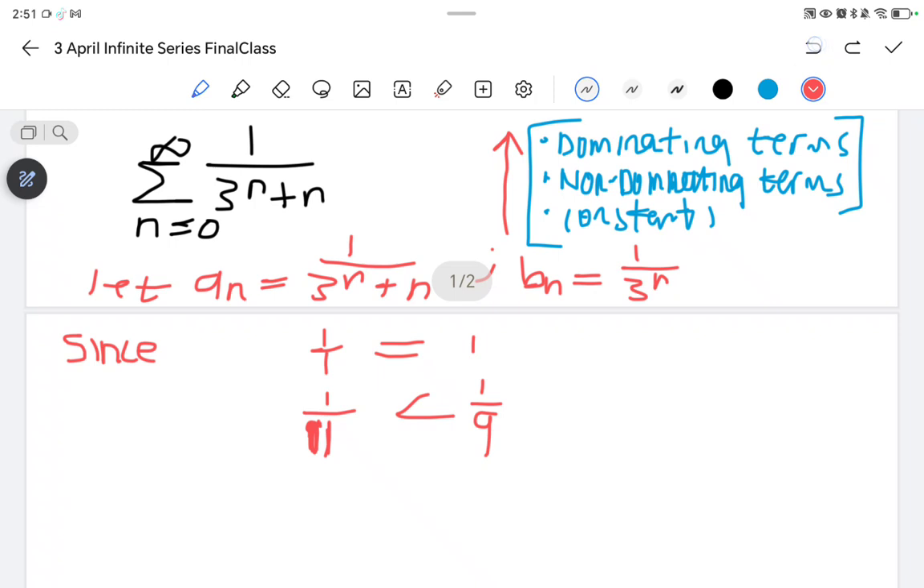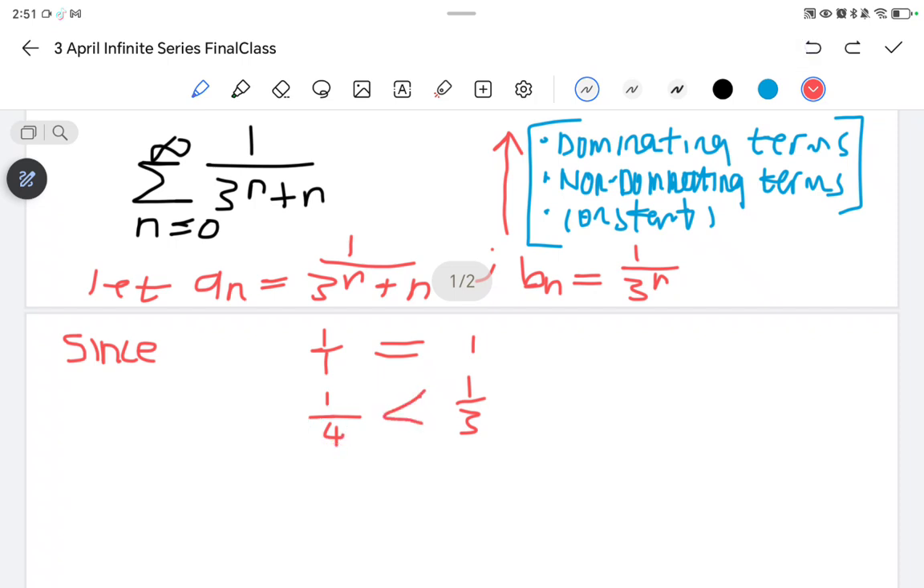I'm supposed to plug 1, let me check, this one is the third one. Let me plug 1 first. If I plug 1 there, I'll get 3 plus 1 is 4. If this side I plug 1, I'll get 1 over 3. So this is like this, you see. The one with a bigger denominator is the smaller one, you see, right?